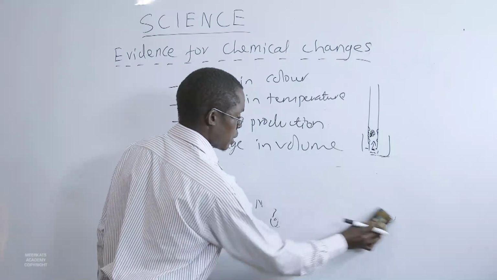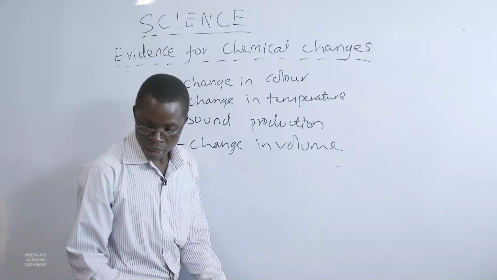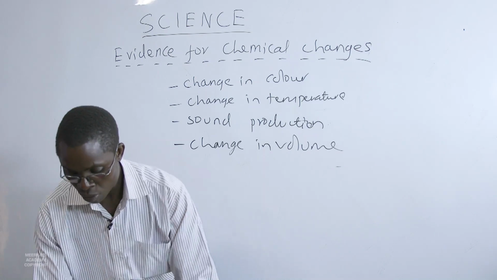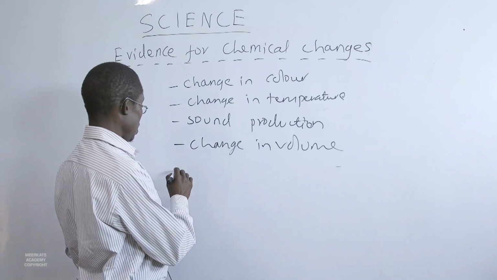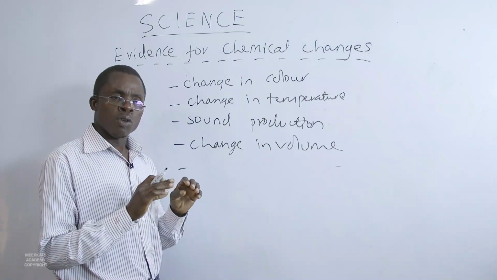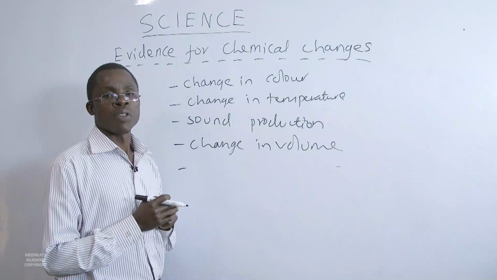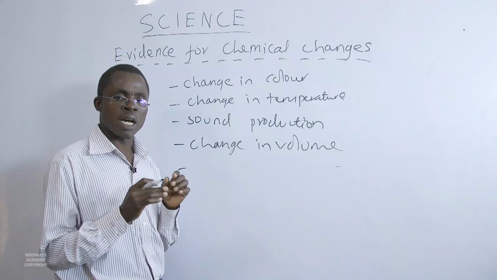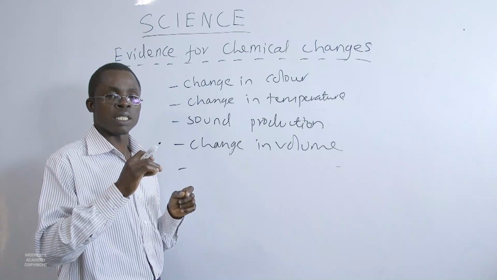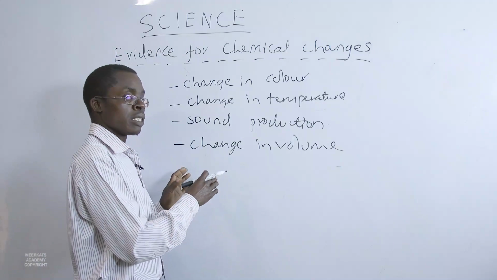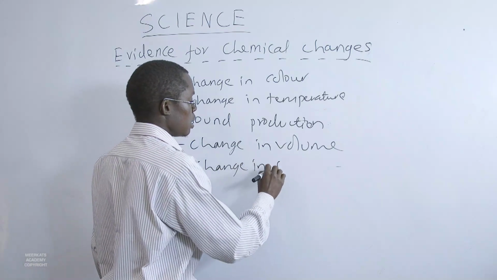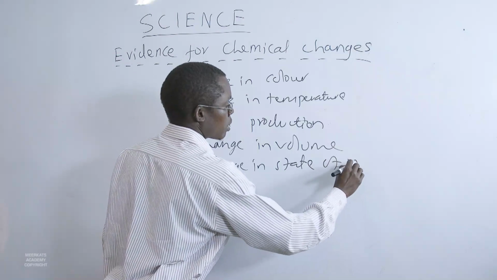Another aspect we can use to show that a change has taken place is change in color, but not really color, but change in state. It may involve change in color, yes, but the main aspect here is change in state of the reagents in relation to the product. So change in state of products.